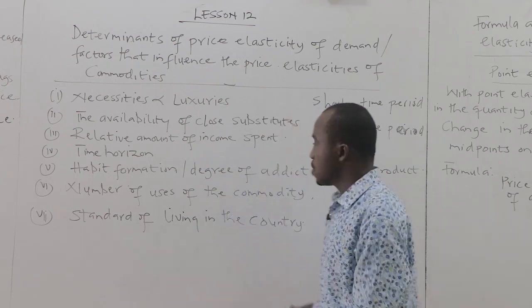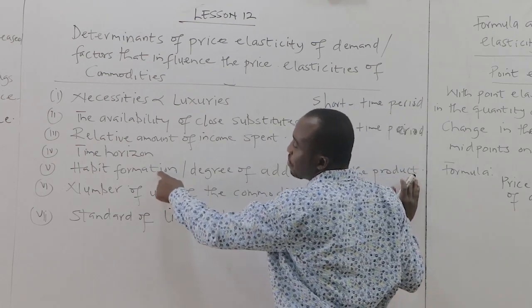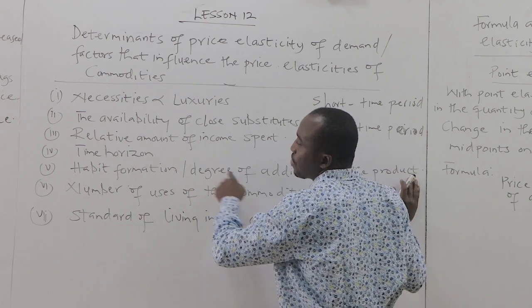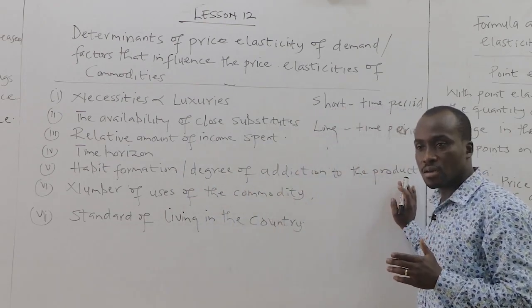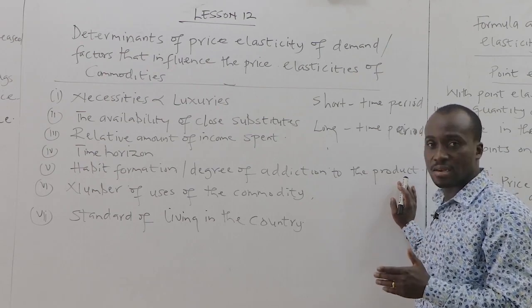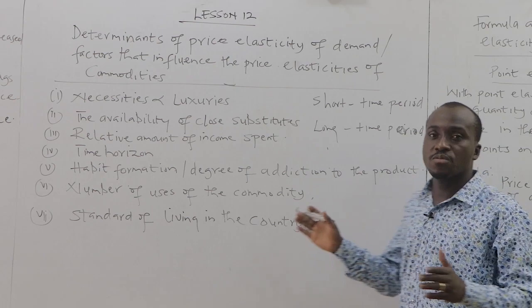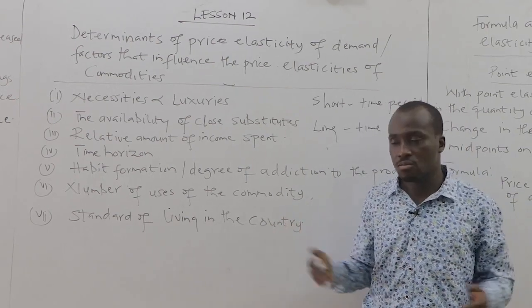So what they want to say is that when people develop addiction for a product, that's habit formation, and their demand for that product tends to be inelastic. But people that don't have any addiction for a product, their demand tends to be elastic. Whenever the price goes up, they will shift from that product and go and buy any product they think their money can afford because they don't have any addiction.